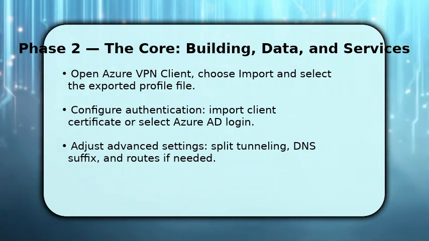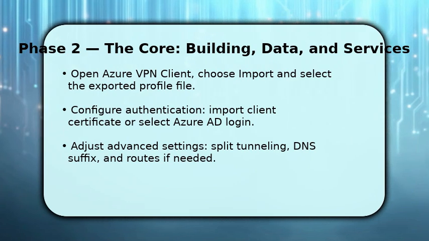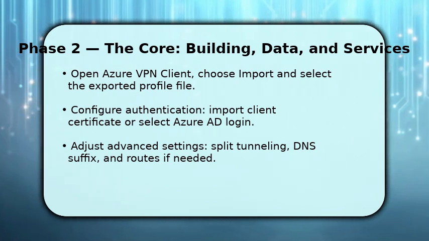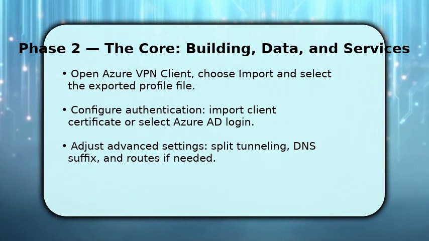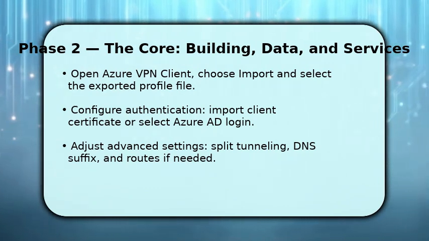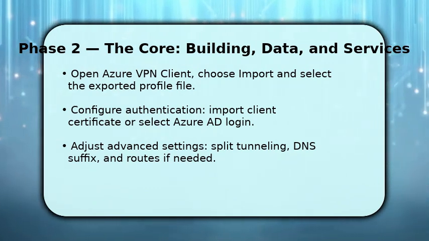Then, make sure split tunneling and DNS settings match your network plan. This impacts traffic routing to Azure. Adjust route priorities and test a quick connect to confirm credentials and routes are accepted by the gateway.